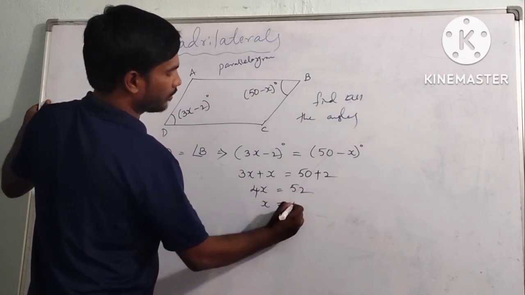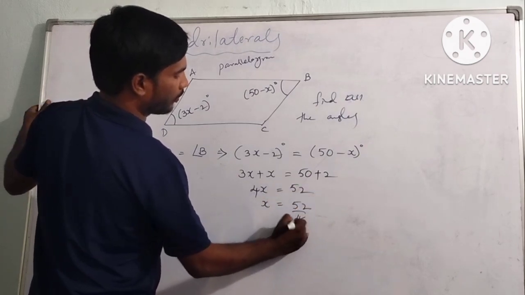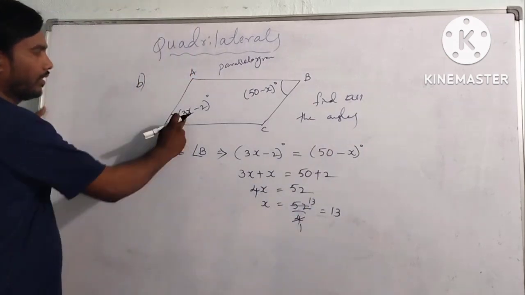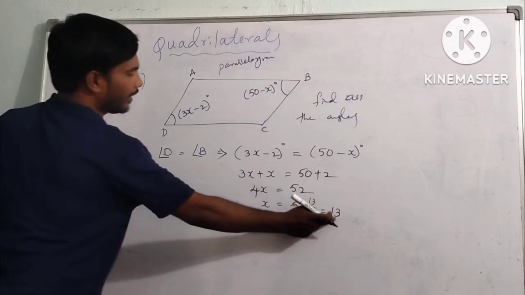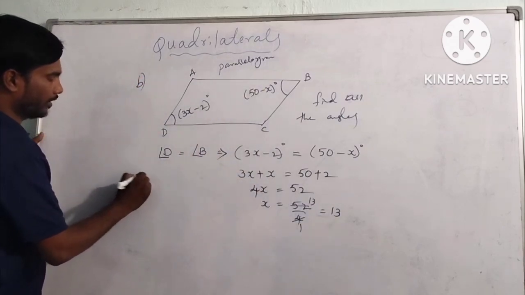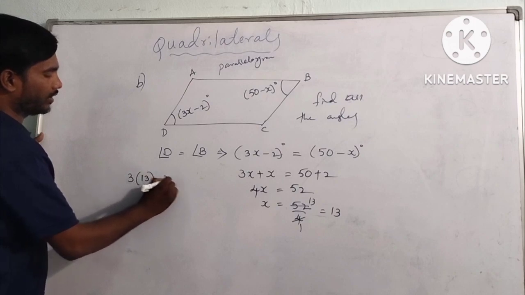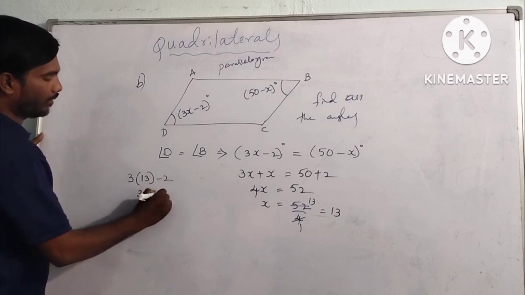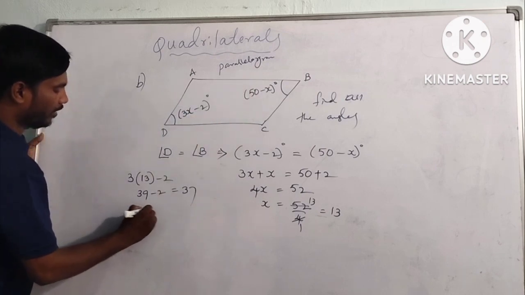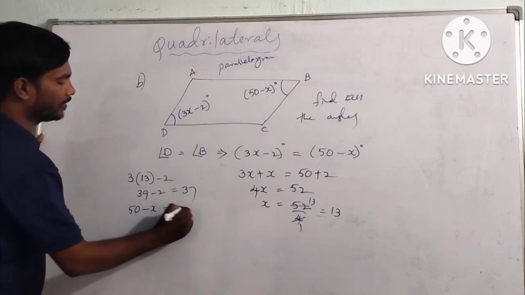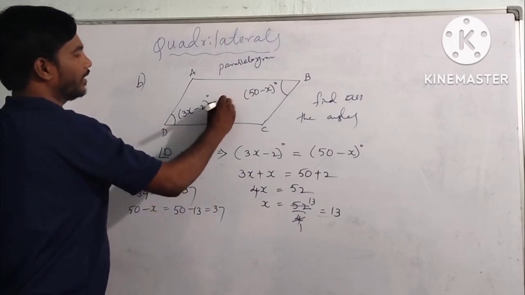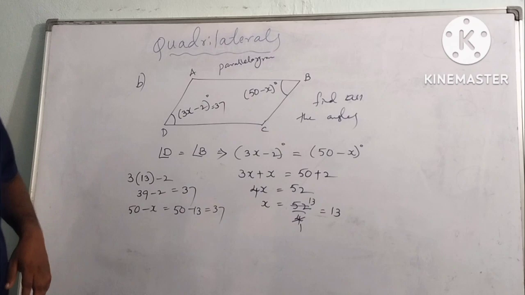X is equal to 52 by 4. 4 13s are 52, so x is 13. What is the x value? 13. So substitute the value of x in the first one or the second one. If you substitute in the first one, 3 into 13 minus 2, 3 into 13 is 39, minus 2 is 37. You can substitute in the other one also. 50 minus x means 50 minus 13. There also you will get 37. So here we got 37 degrees.